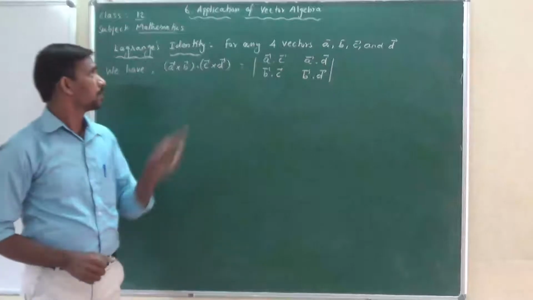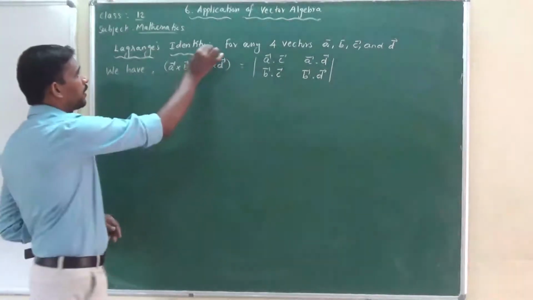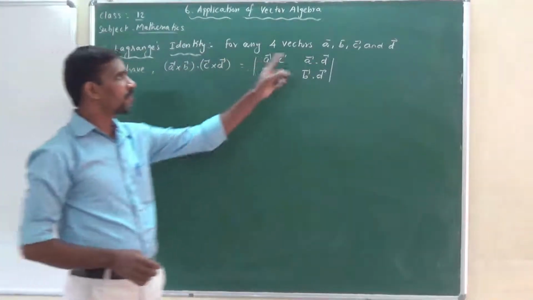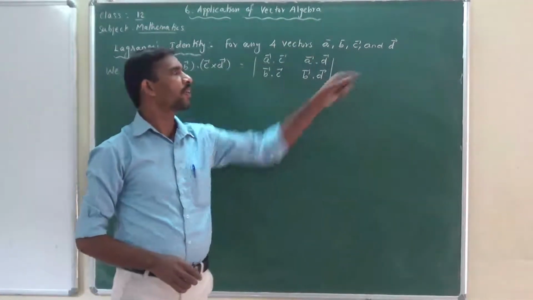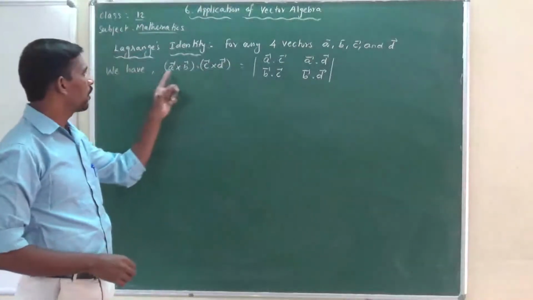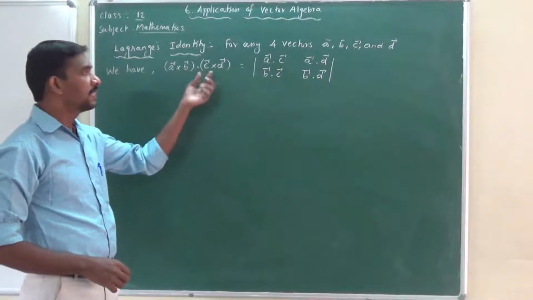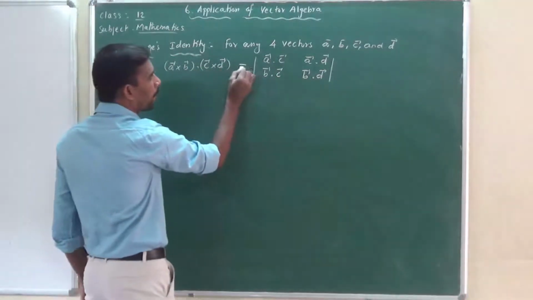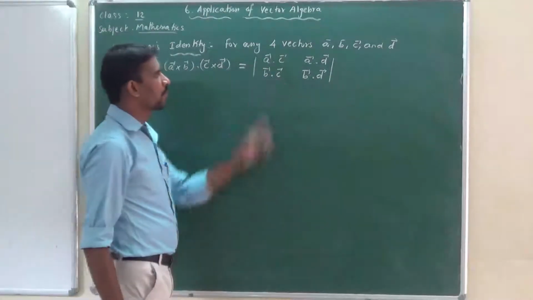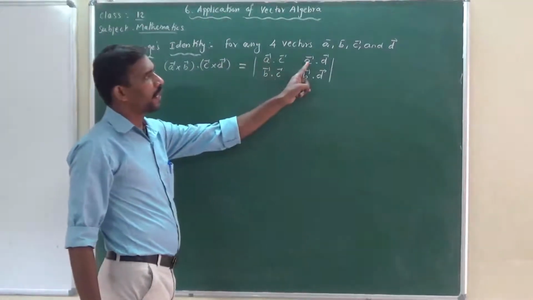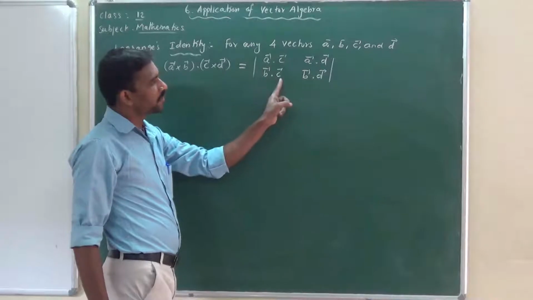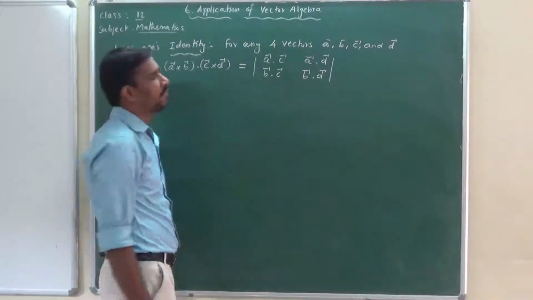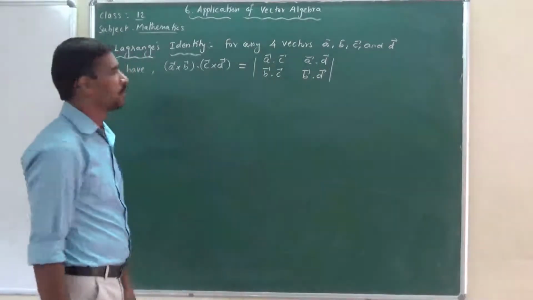Hi students, this is Lagrange's identity. For any four vectors, a vector, b vector, c vector and d vector, we have (a vector cross b vector) dot (c vector cross d vector) equal to the determinant of a vector dot c vector, a vector dot d vector, b vector dot c vector, b vector dot d vector. So I am going to prove this one.